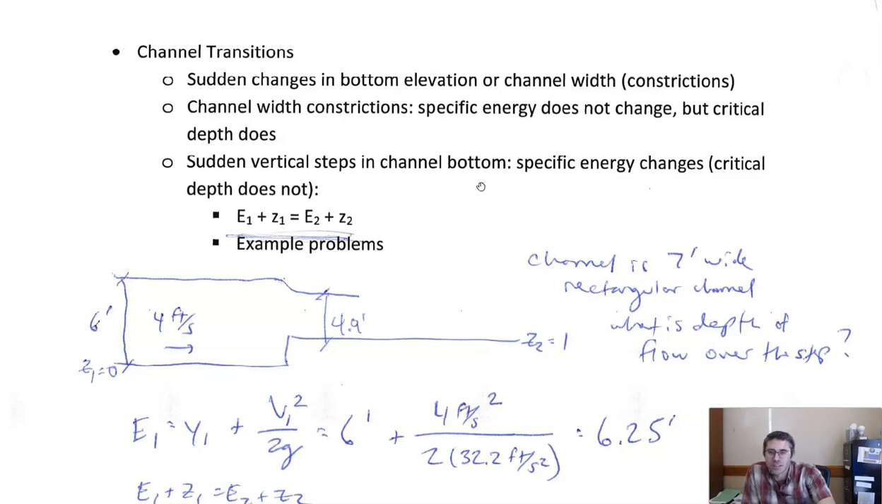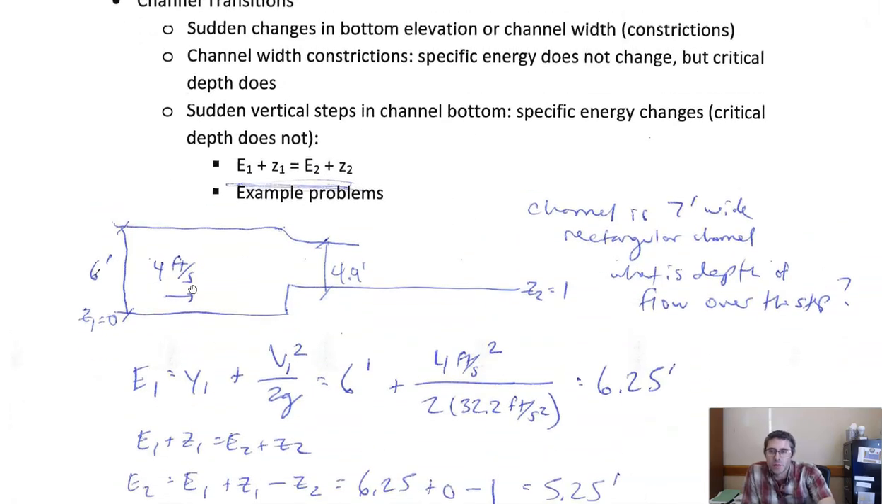All right, so let's look at that in this example problem. We've got a rectangular channel, 7 feet wide, flowing along. It's 6 feet deep here, and then it encounters a 1-foot step. The flow is moving along at 4 feet per second, and we want to know what is the depth of flow over the step. You can see the answer already written here, but let's try to solve that. And as you'll see, the depth actually drops.